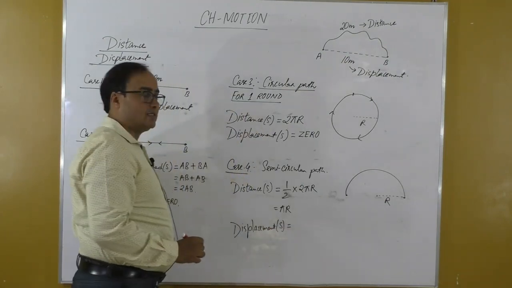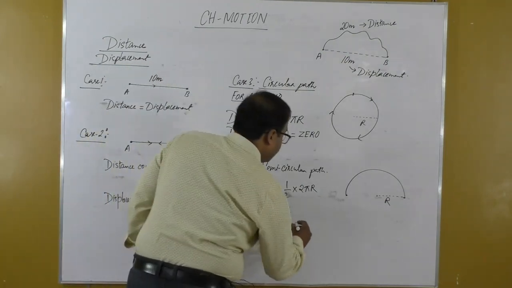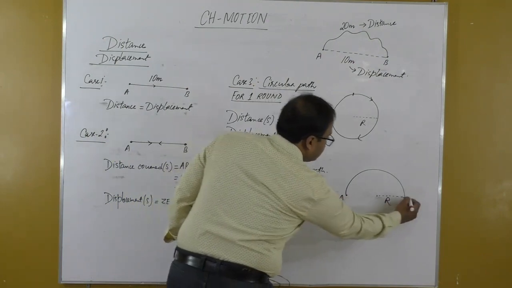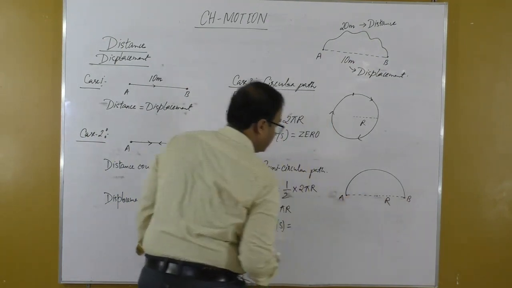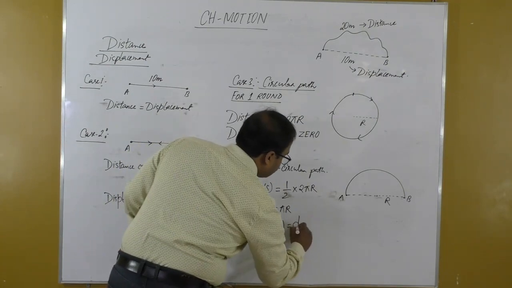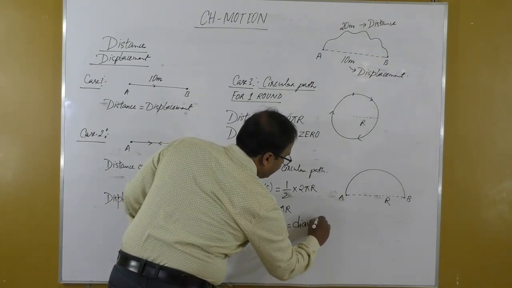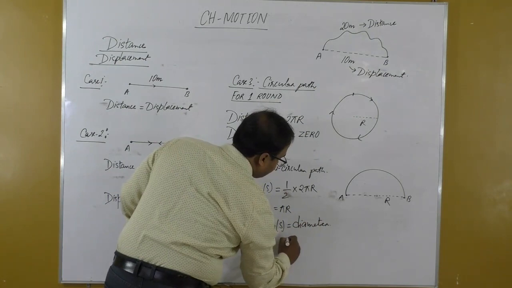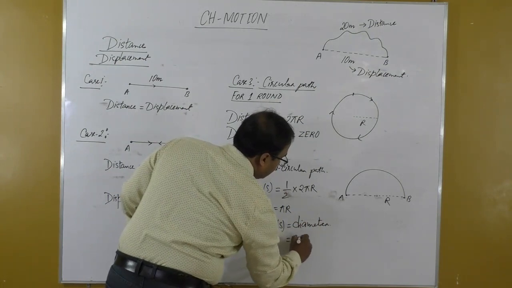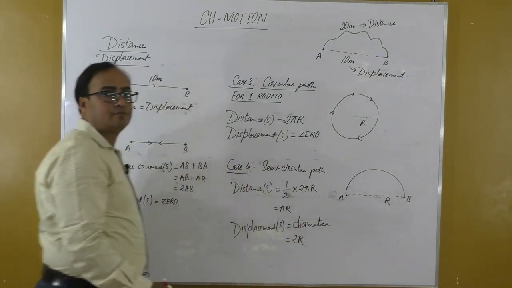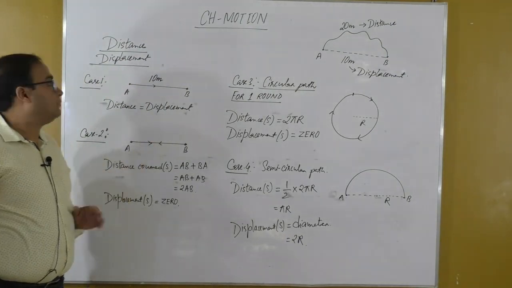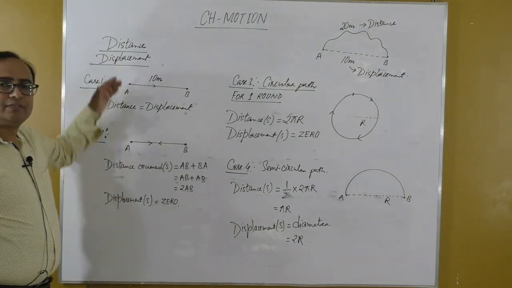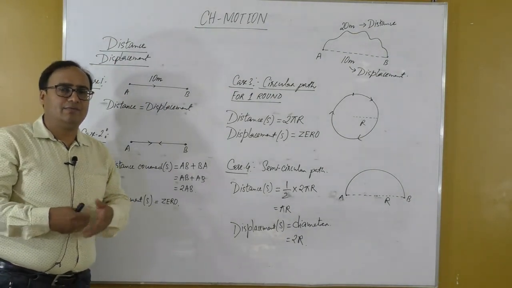What will be the displacement? Displacement will be, this is the initial position, this is the final position. So displacement is the straight path, and this is equal to the diameter of the circle, and this is 2r, where r is the radius. So this concept will definitely help you in solving numericals related to distance, displacement along with speed, velocity, average speed.